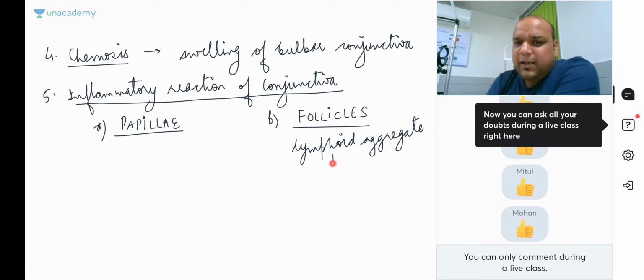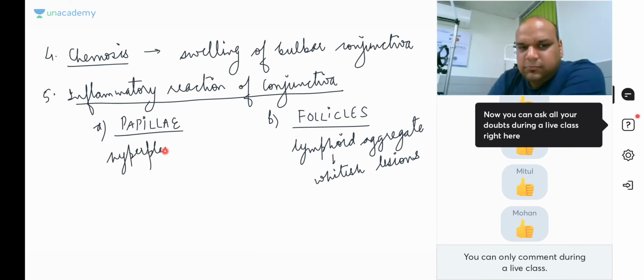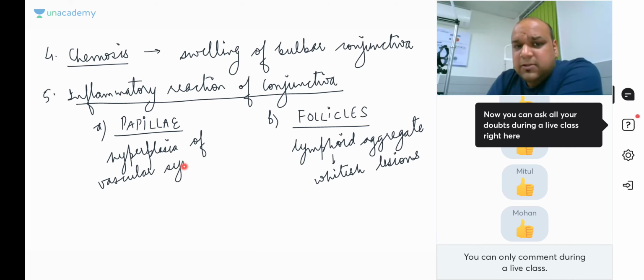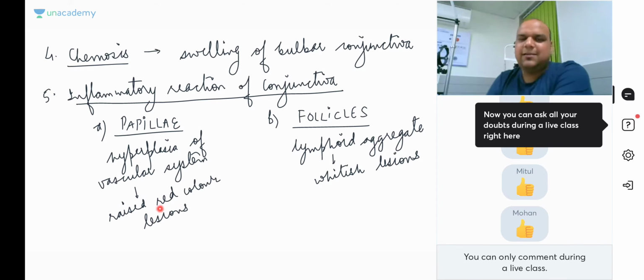Lymphoid aggregate will appear what color, everybody? So it will be whitish lesions. Okay. But what is a papilla? Papilla is hyperplasia of the vascular system. So what will this present as? This will present as raised red color lesions. Nodules is actually the wrong word. Raised red color lesions. So the vessels are getting inflamed, hyperplastic.